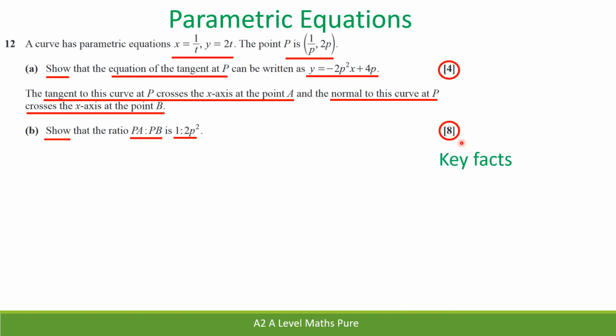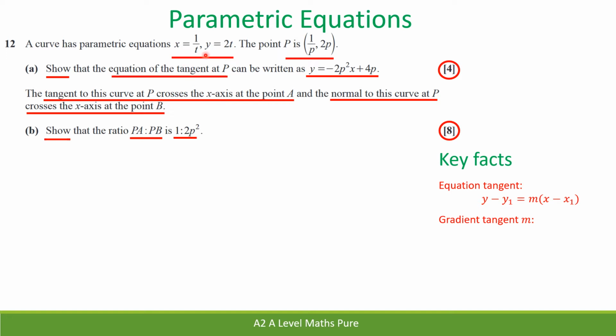Now the key facts you'll need to be able to help you to answer this question. You need to know the equation of the tangent, which is y minus y1 equals m(x minus x1), where x1 is going to be your x coordinate, 1 over p, and y1 is going to be your y coordinate, 2p. You need to work out how to find the gradient of the tangent, which is going to be m.